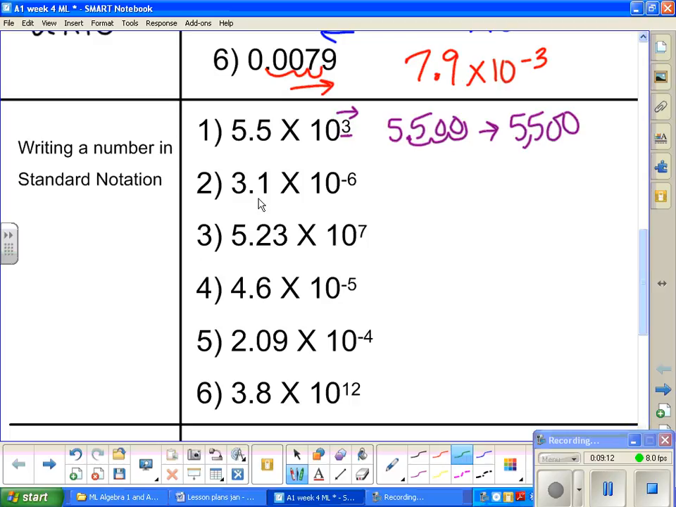The next one, 3.2 times 10 to the negative 6. It's a negative 6, so I'm actually going to move my decimal to the left. I have 3.2, and I move it 1, 2, 3, 4, 5, 6. So I add 1, 2, 3, 4, 5 zeros, and my decimal needs to be in front of it. So I'm actually going to go ahead and write a 0 point. I have 1, 2, 3, 4, 5 zeros. 1, 2, 3, 4, 5.